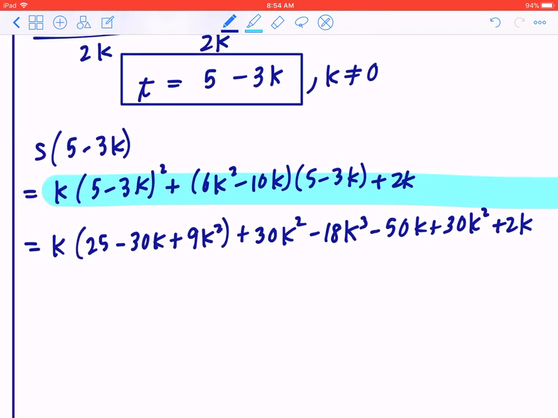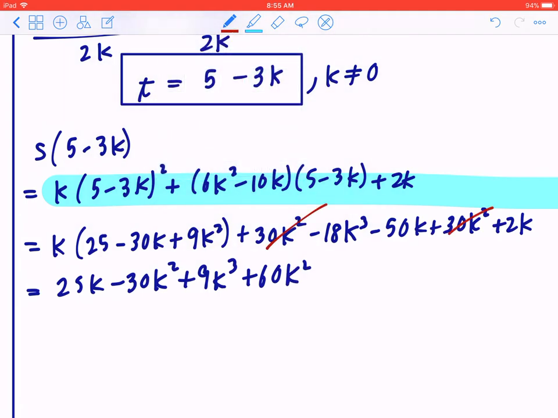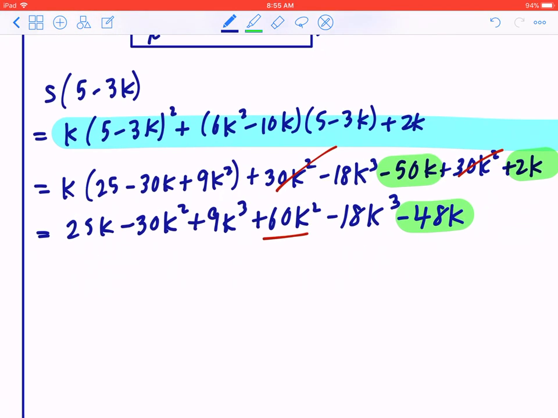Now, if you expand the first part, that's 25k minus 30k squared plus 9k cubed. Now you can collect some like terms, 30k squared plus another 30k squared. That's going to be 60k squared. So again, you can cross these out to stay organized. Minus 18k cubed, negative 50k plus 2k. That's going to give you negative 48k.